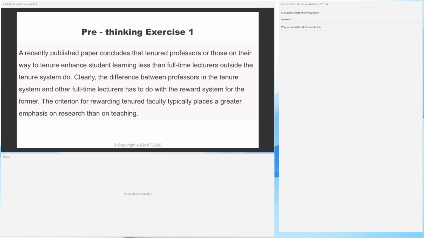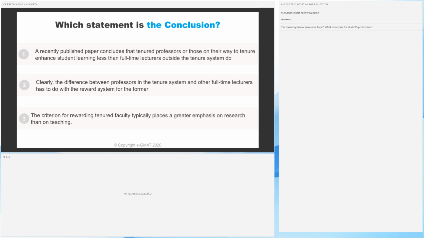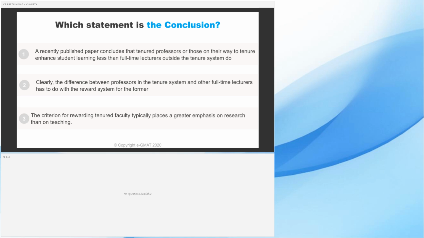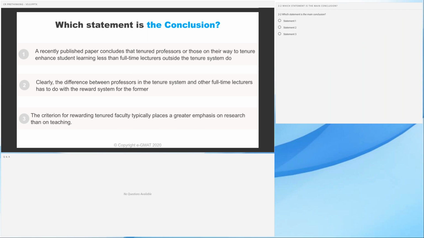Okay, let's look at this particular argument over here. Now, why don't you tell me which of these 3 statements is the main conclusion? I'm going to begin a poll question. Which statement is the main conclusion?